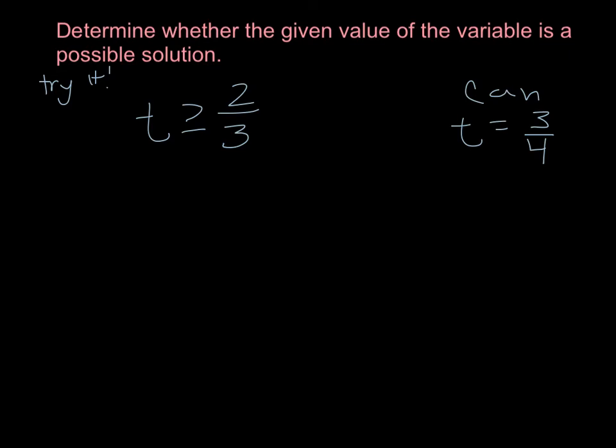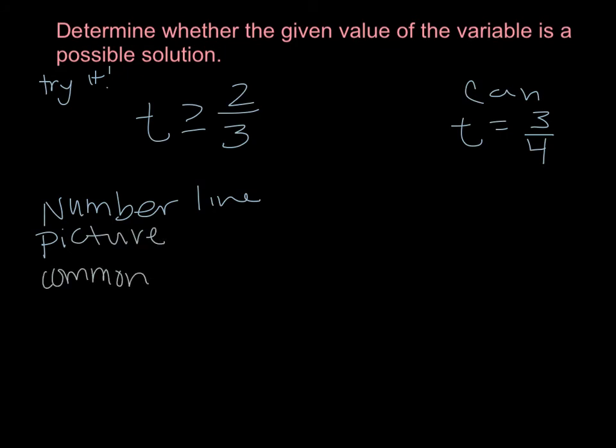Okay, so what I'm going to do here is I'm going to use common denominators. I'm going to write down a couple of options. I could have drawn it on a number line. Another thing I could have done is a picture. But I'm going to choose to do common denominators because with 2/3 and 3/4 I can easily see my denominator. So that's not going to be too hard for me.